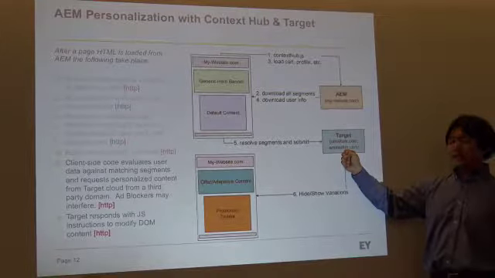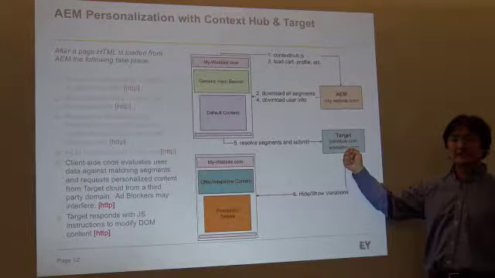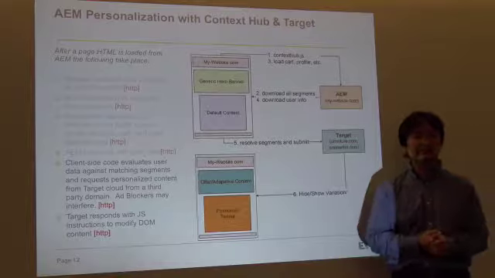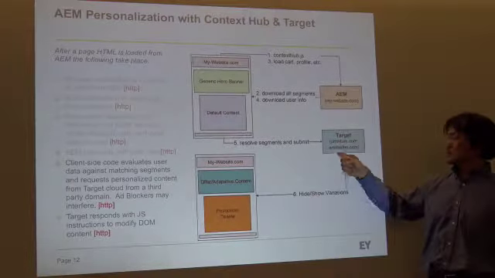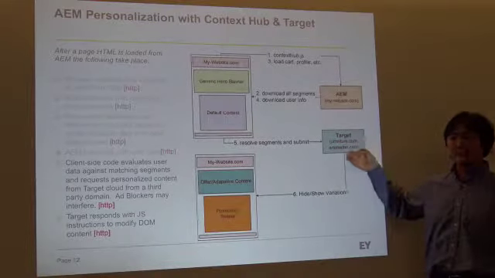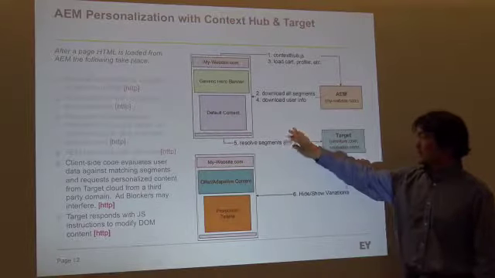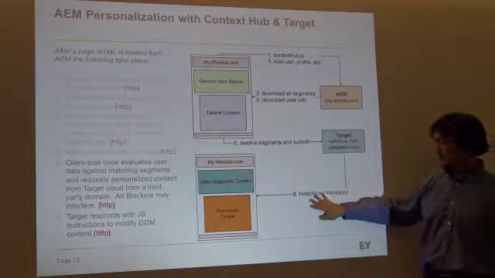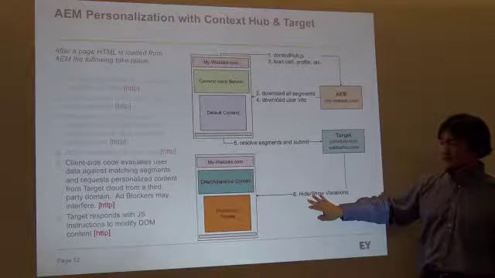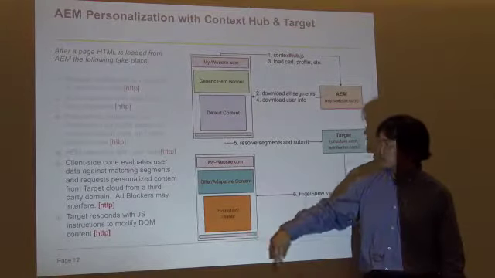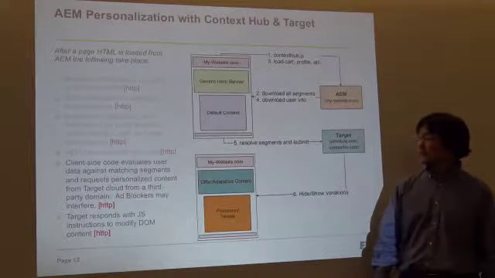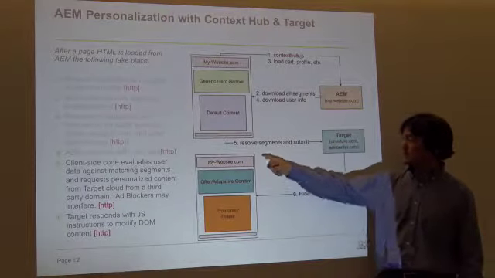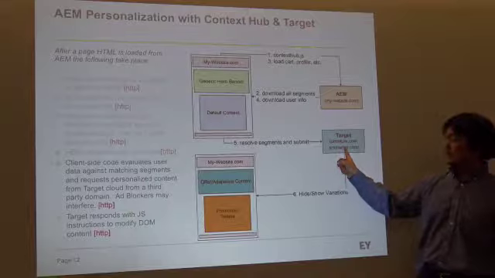Target is a different domain. It can be Omniture. It depends on your actual implementation, but it could be Omniture. If you're using Adobe DTM, it could be Adobe DTM. But basically, that information is sent to Target, and Target then returns JavaScript instructions to modify the DOM. So it's very similar to the previous step, except this is going to a third party, not AEM.